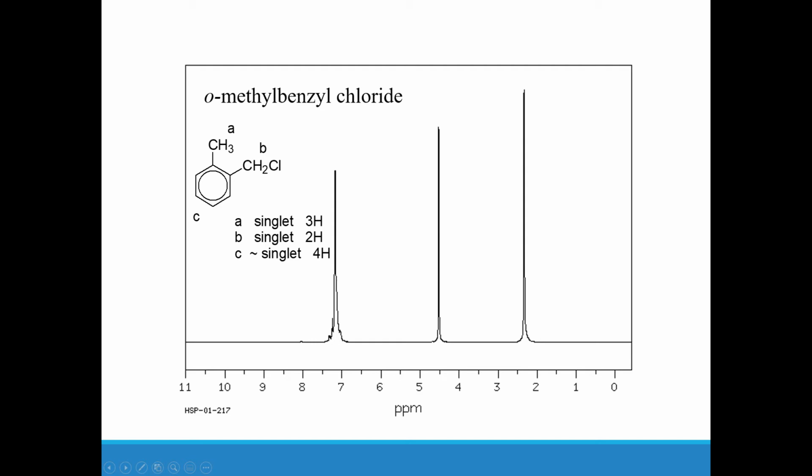Orthomethyl chloride, which you can see here, has 3 signals. And so we can easily differentiate which signal is which by the integration, because all of them are singlets. So we have the higher the integration. This is our 4 hydrogen integration, which is for the benzene ring.